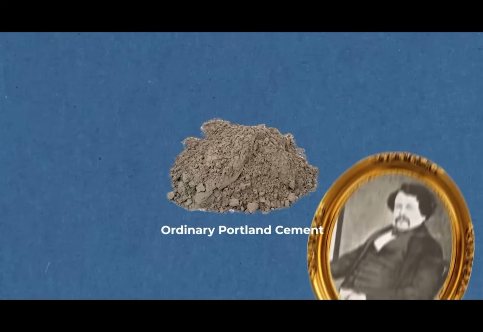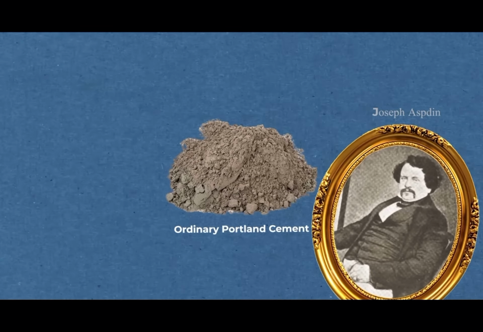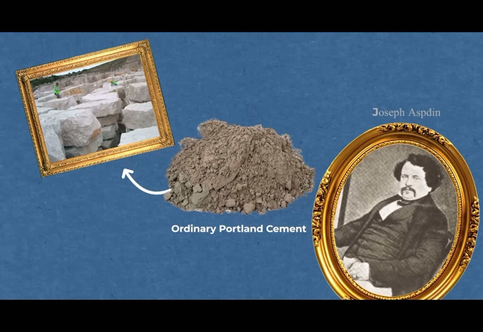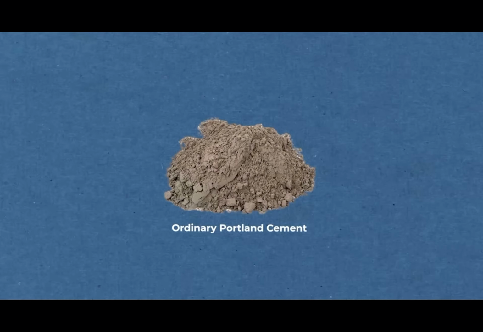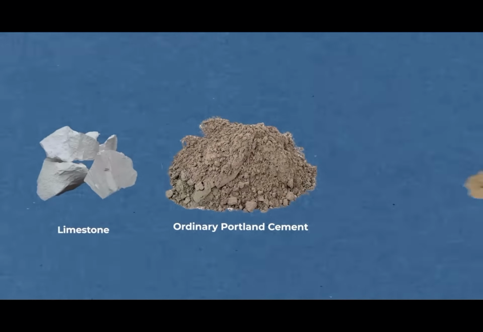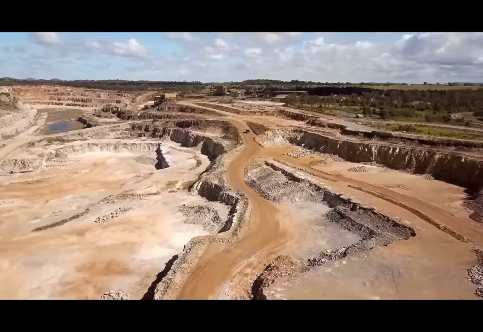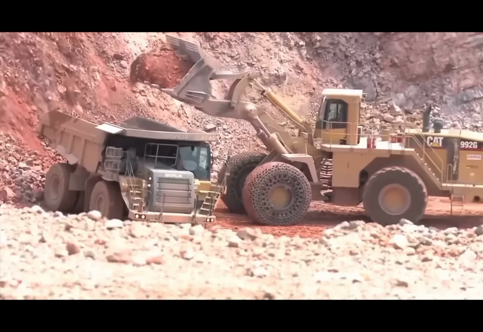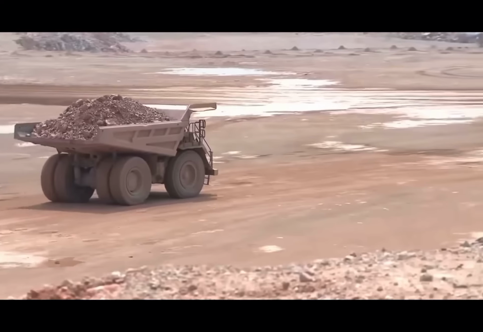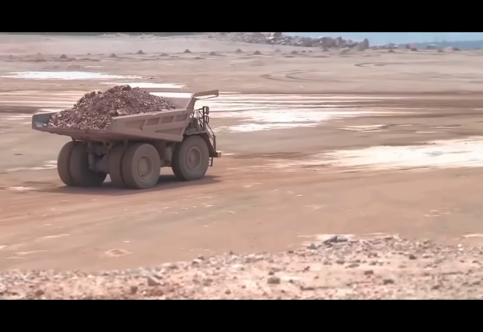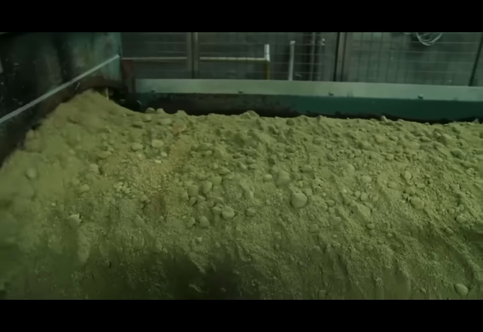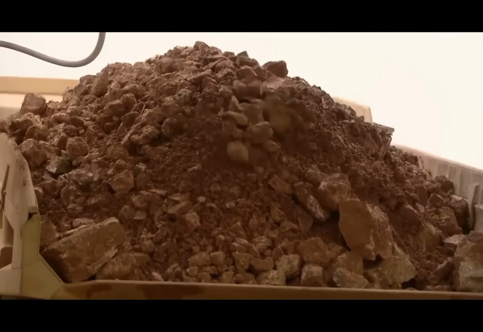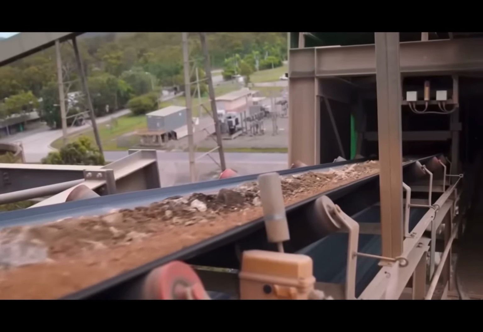It was named by its inventor as such because its color resembled the stone quarried on the Isle of Portland in Dorset, England. The primary raw materials used in cement production are limestone and clay. They are typically obtained from quarries by blasting or using heavy machinery to extract them from the Earth's crust. The extracted materials are transported to the crushing plant, where they are crushed into smaller pieces. The crushed limestone and clay are then mixed in appropriate proportions to form a raw meal.